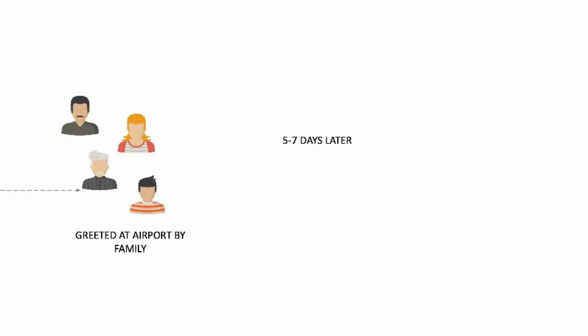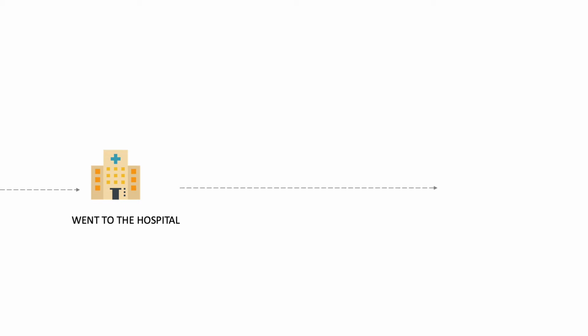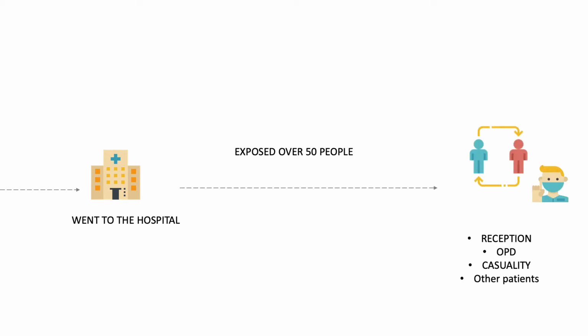At the airport, he is greeted by his relatives like many of us. He goes home only to discover that 7 days later, he has developed symptoms. He visits the nearest hospital and here he has exposed all the people visiting the OPD and the hospital staff, the cab driver that drove his cab on the way to the hospital, and probably anybody who takes the cab after him. These are all his contacts.